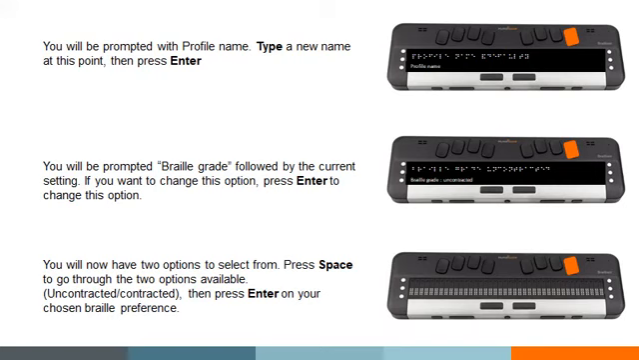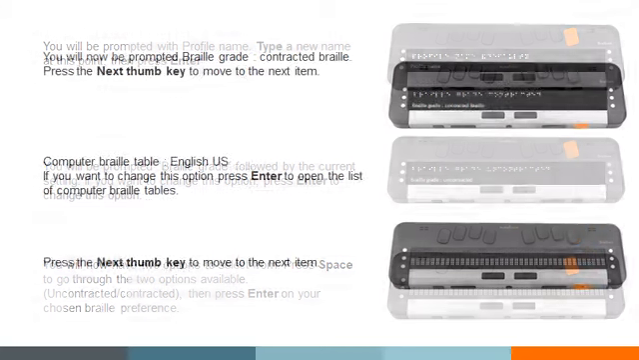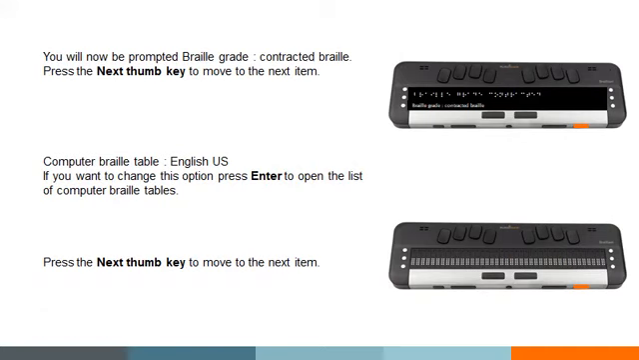And the next option I will see is Braille grade. Now again, followed by my current selection. Currently, following the words Braille grade, it says uncontracted Braille. If I want to switch this to contracted Braille as my preferred Braille grade here, I can press enter, and I will have two choices, either uncontracted Braille, or if I press my next thumb key, contracted Braille. So I'm going to press enter on contracted Braille. Now I will see that it says Braille grade contracted Braille.